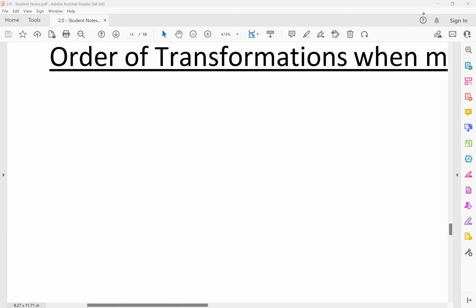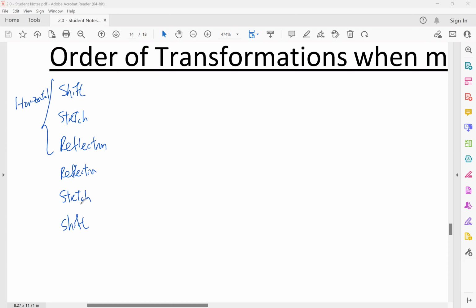So you've got a shift, a stretch, a reflection. These are the horizontal ones. And then think of it like a reflection line in here. Then you have a reflection, and then stretch, and then a shift. These are the vertical ones. So the order goes in that direction. This is the order. The order goes from top to bottom.